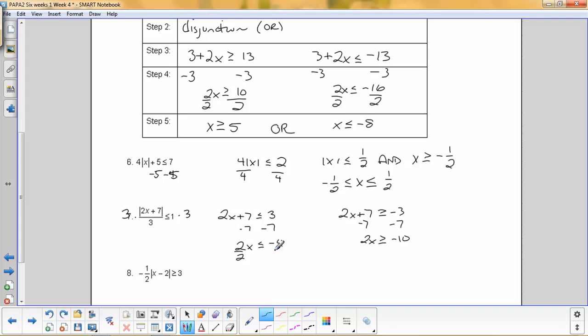Divide by 2. X less than or equal to negative 2. X greater than or equal to negative 5. So, again, leaving it like this, insert your and, but more appropriately, start with your negative 5 less than or equal to x less than or equal to negative 2.